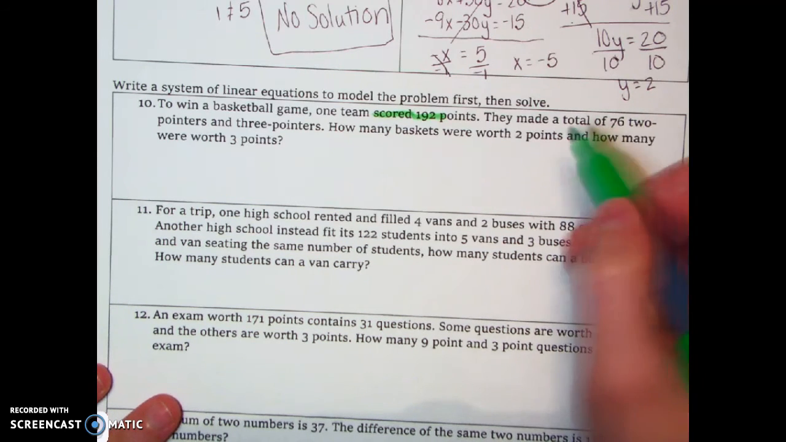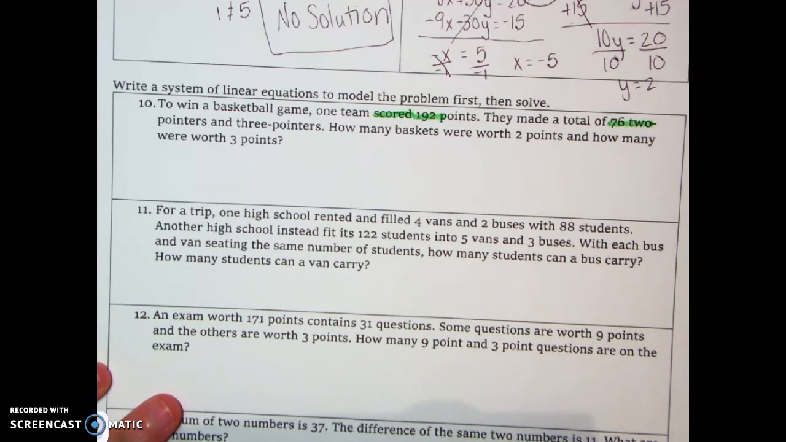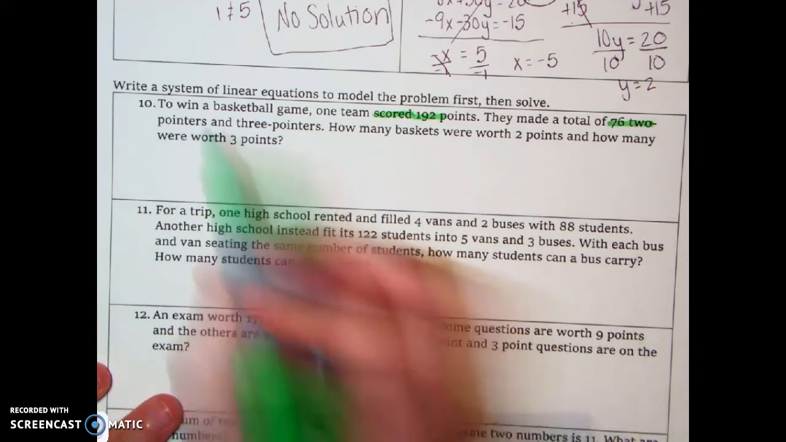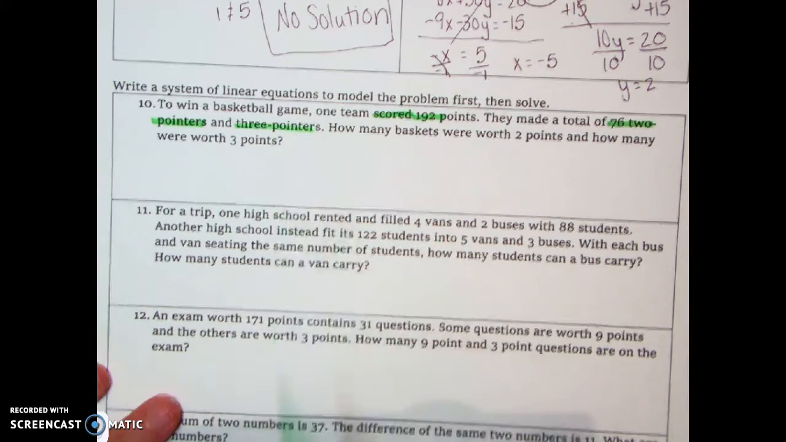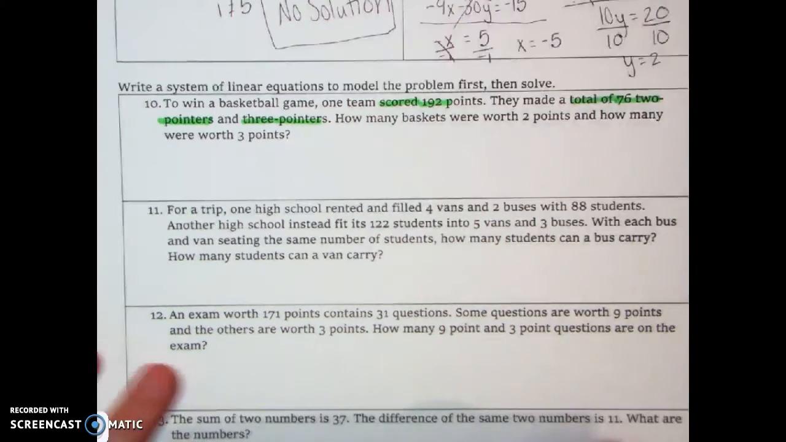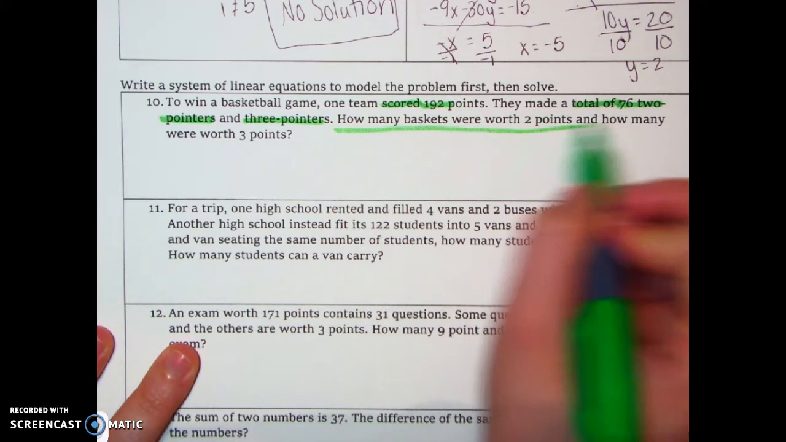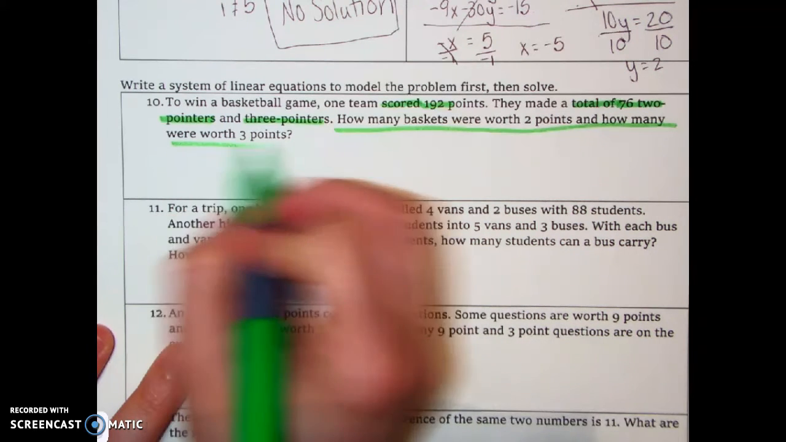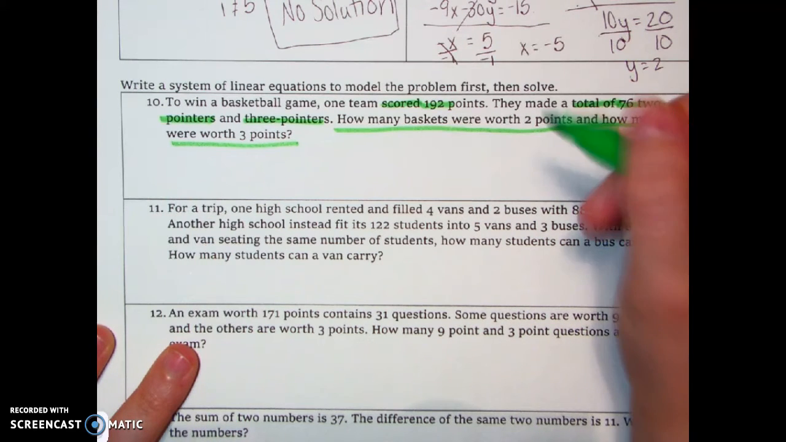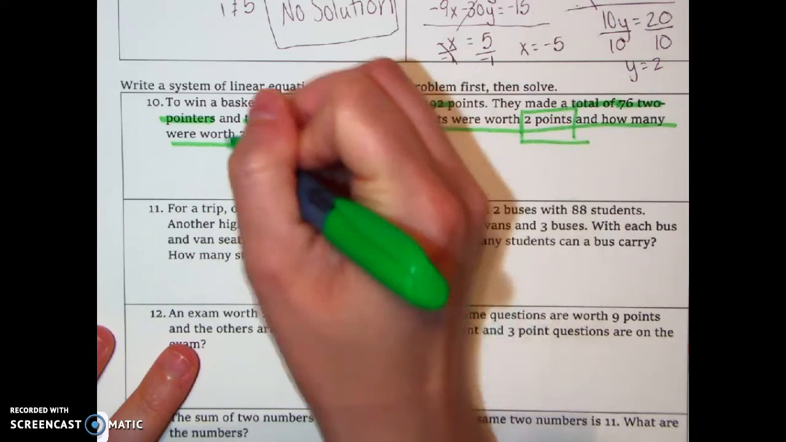Okay, and it says they made a total of 76 2-pointers and 3-pointers. So that's like the total amount of shots. Okay? And then the question is how many baskets were worth 2 points and how many were worth 3 points. So your units in your answers are going to be your 2-point shots and your 3-point shots.